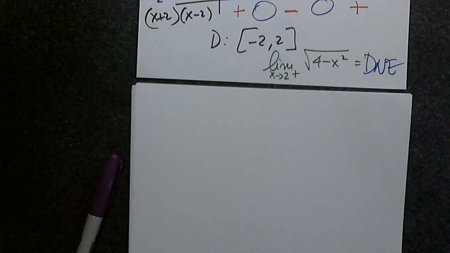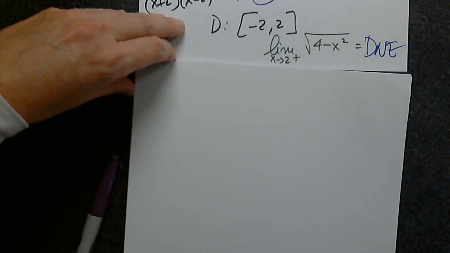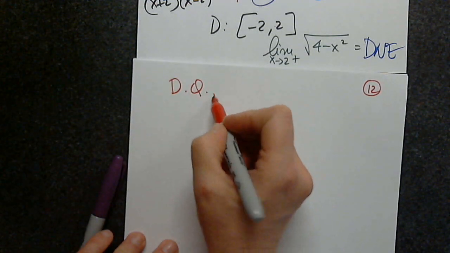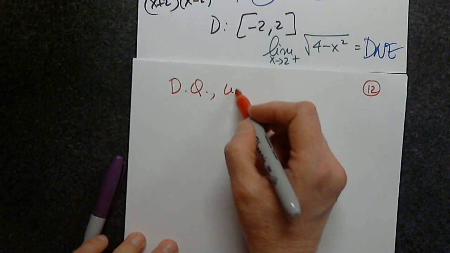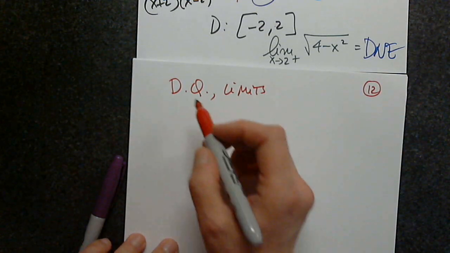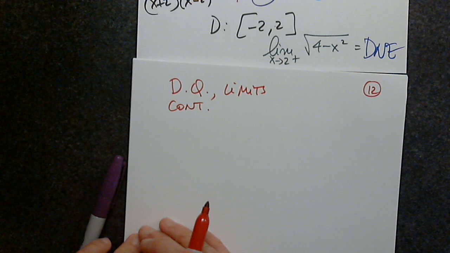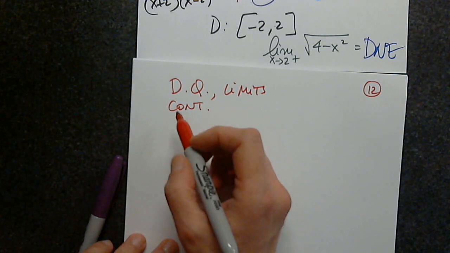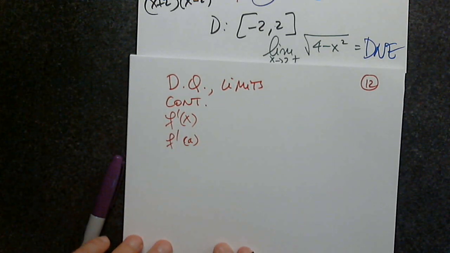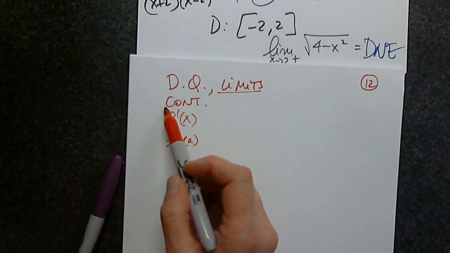Let's make a list of topics that will be on this test. Difference quotient, of course. Limits. Continuity. F prime and F prime of A. You know what I mean. So the difference quotient, limits, continuity.